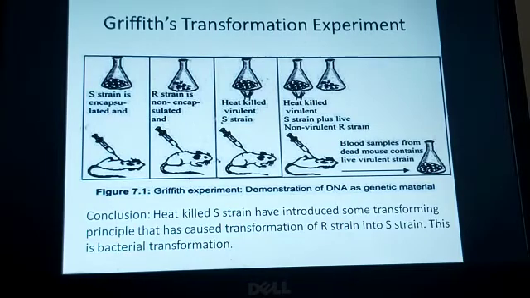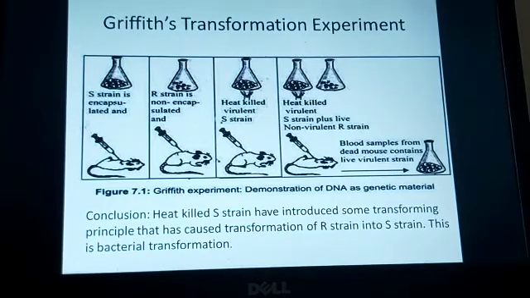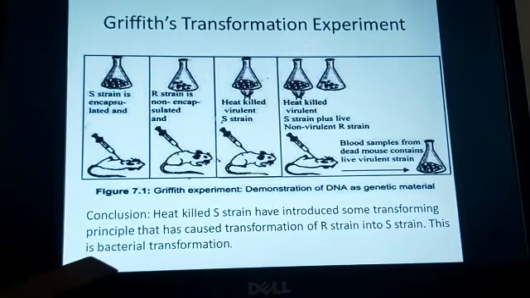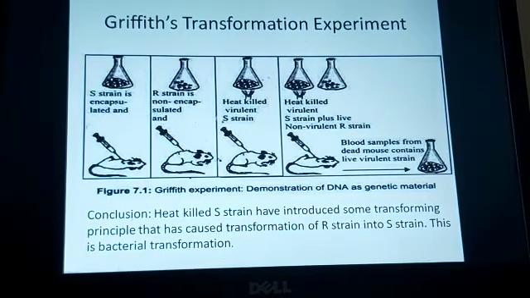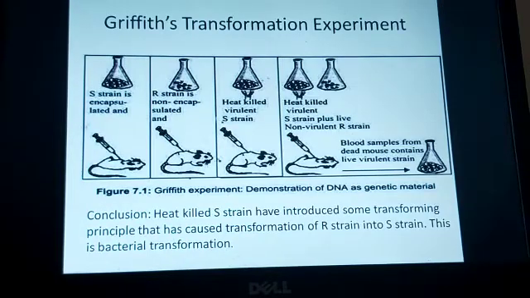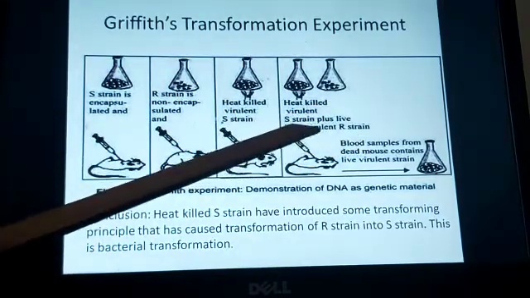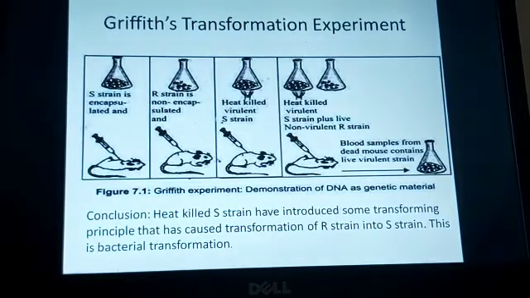At this point of time, he did not say anything about the DNA. He did not say that the DNA is a genetic material or that DNA is the transforming principle. He just concluded that there is a certain kind of transformation taking place, which is converting the non-virulent R strain into S strain. So this is Griffith's transformation experiment.